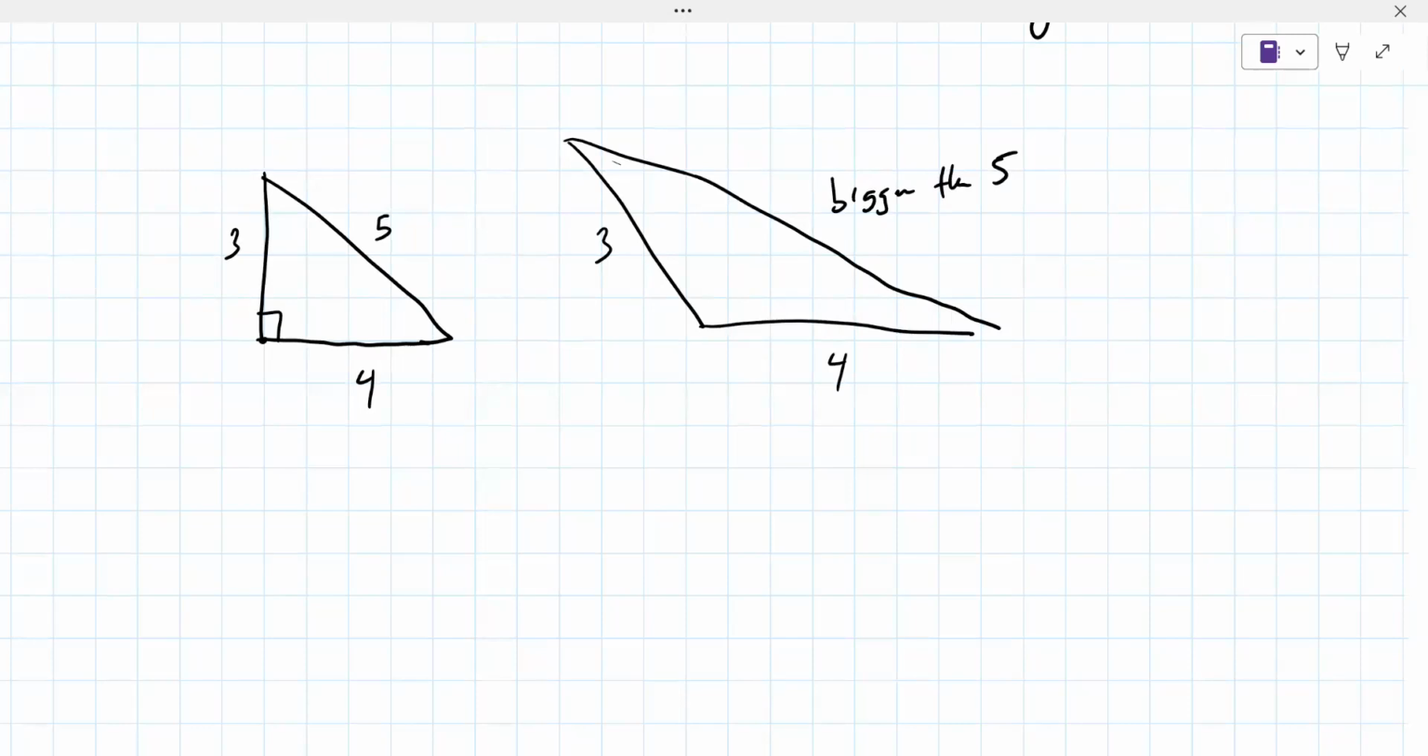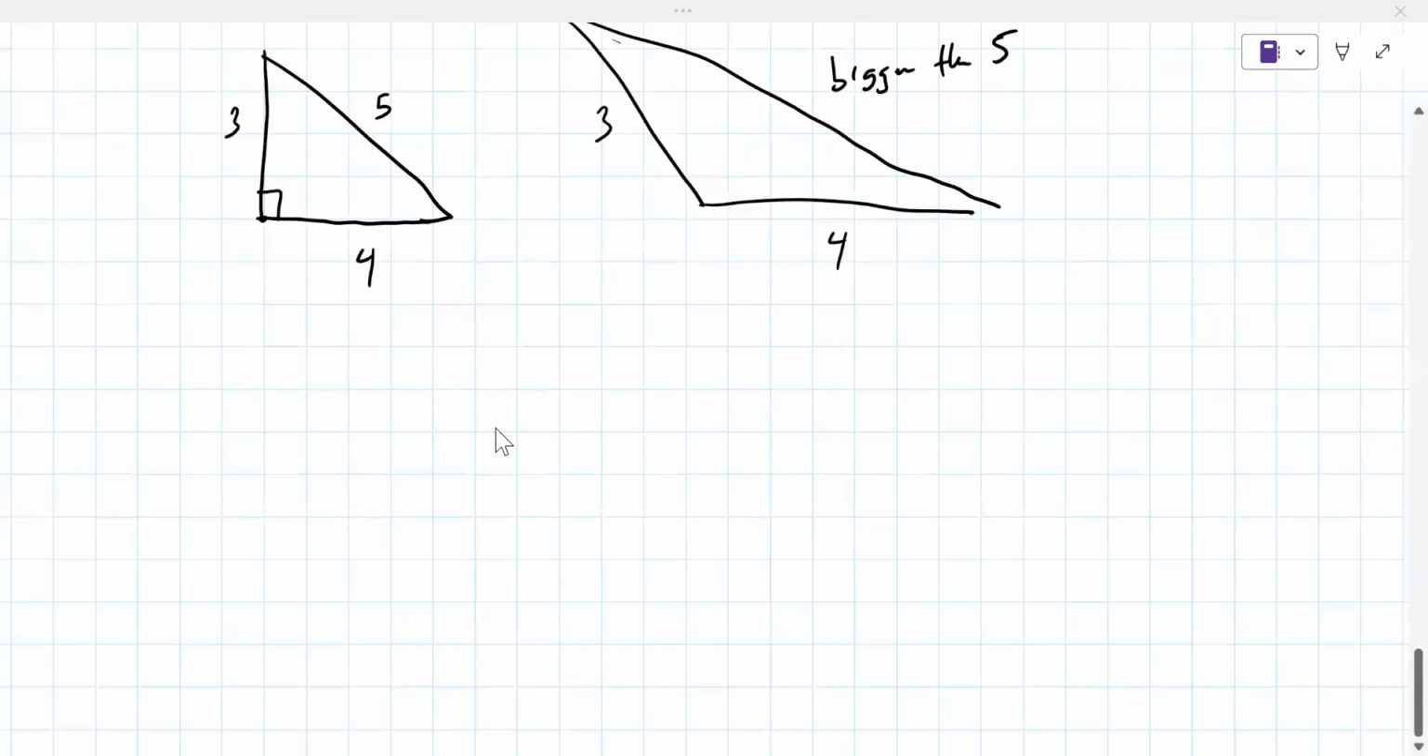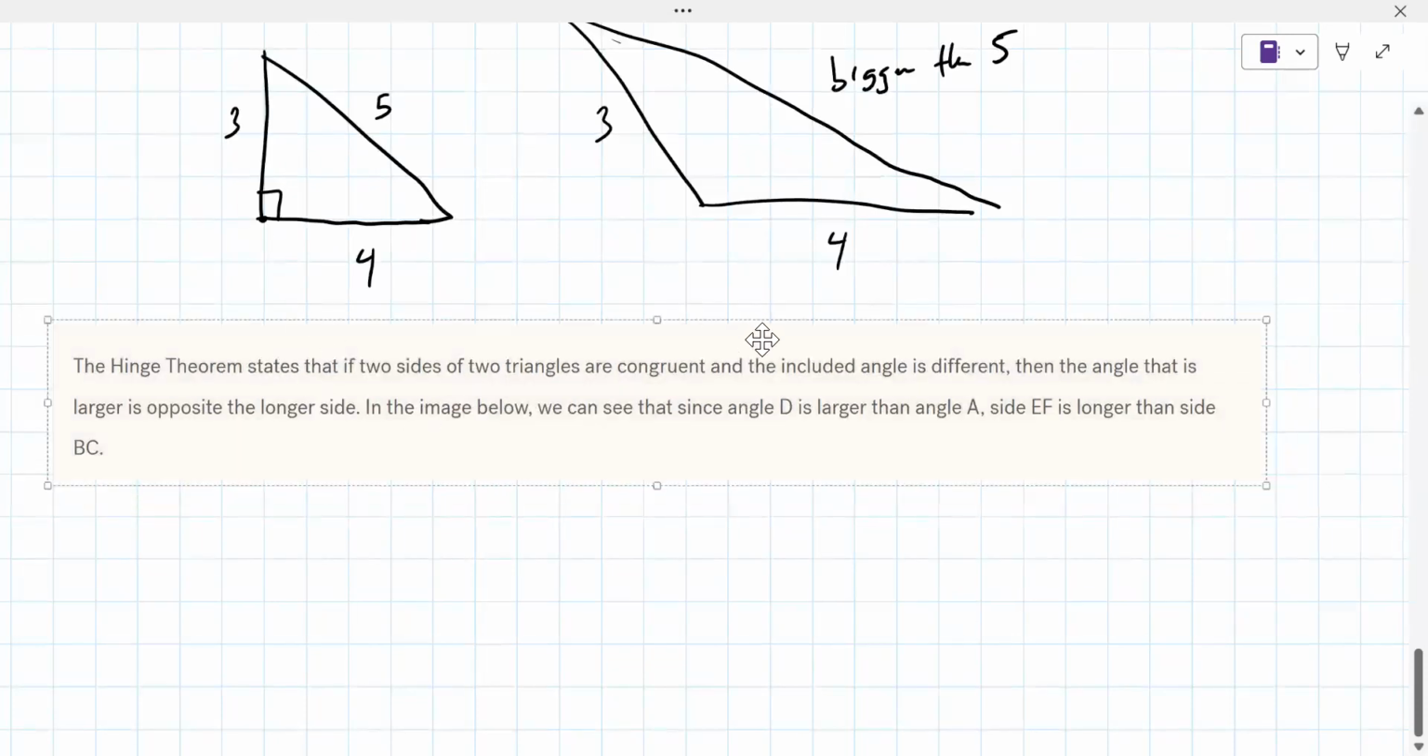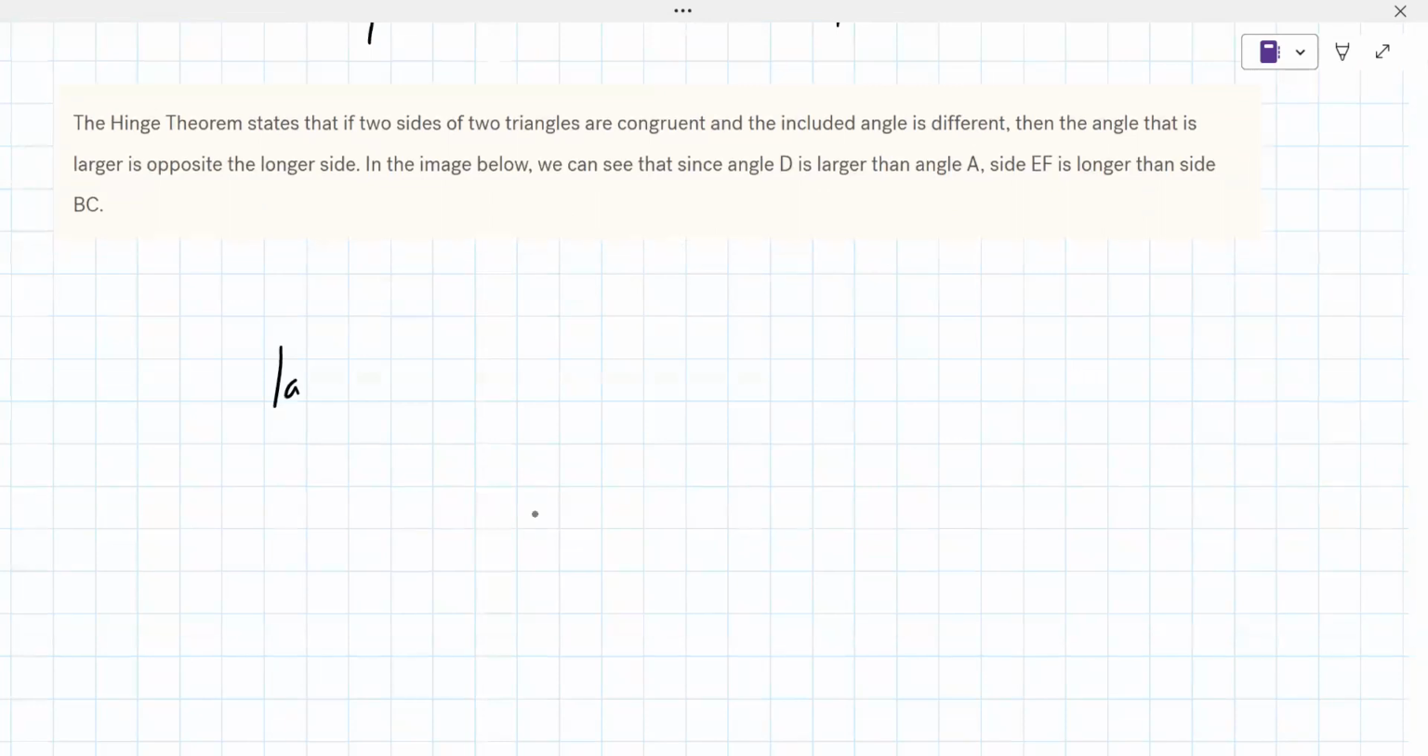Yeah, that's the definition, but it's typically used so that you can determine which angle is largest or which side is largest. So the hinge theorem states that if two sides of two triangles are congruent and the included angle is different, in this case 90 versus obtuse, then the angle that is larger is opposite the longer side. And so what that moves to is the largest angle is always across from the largest side.